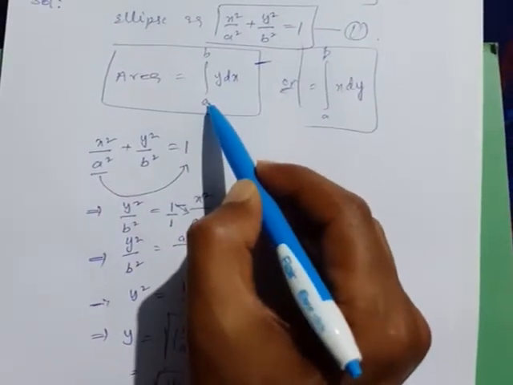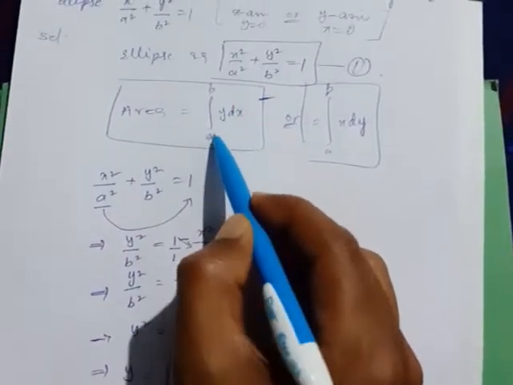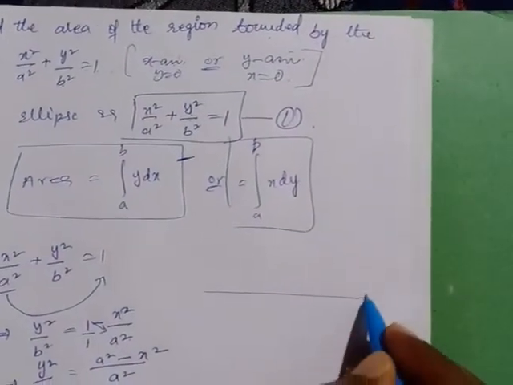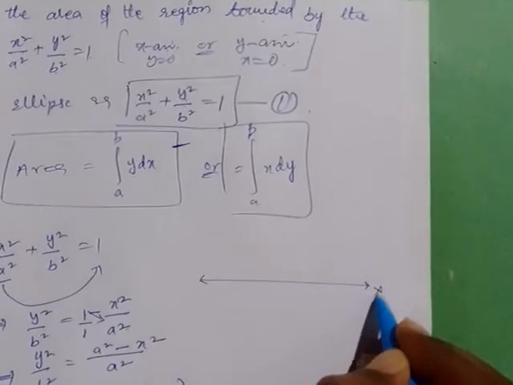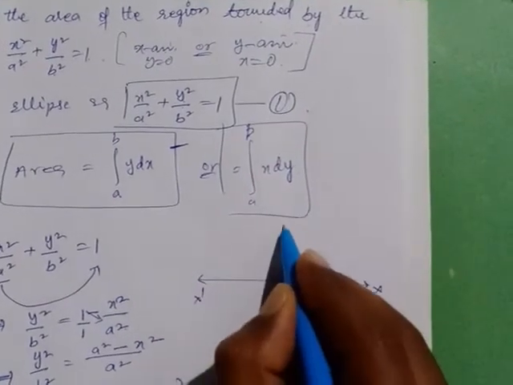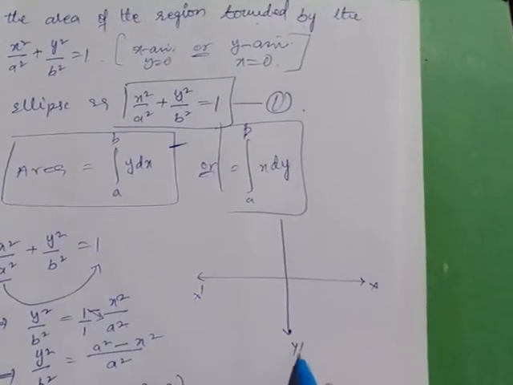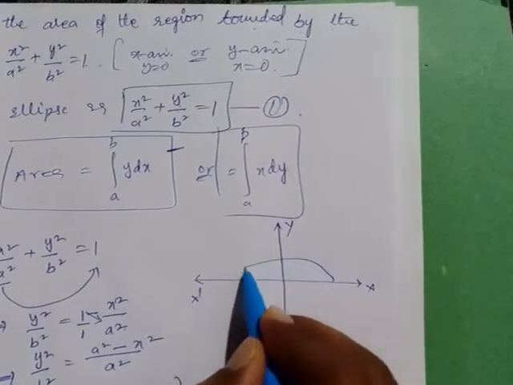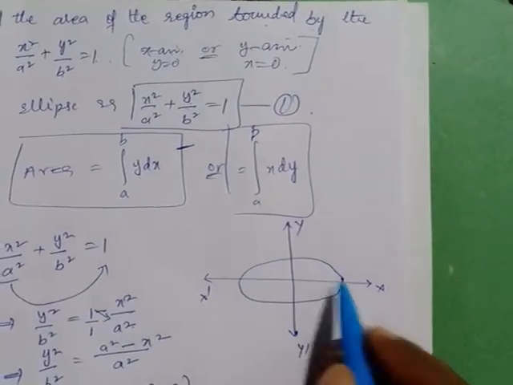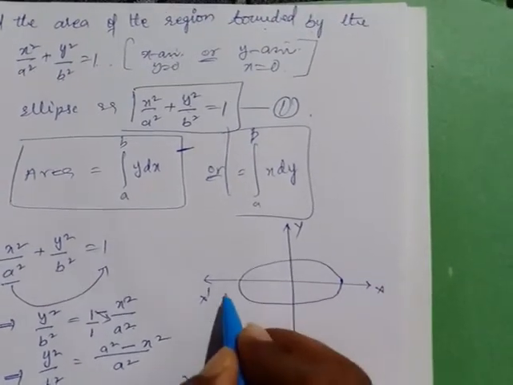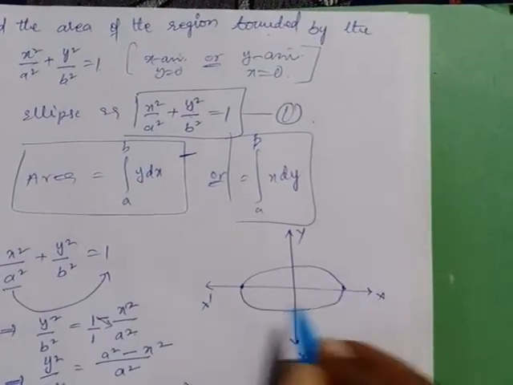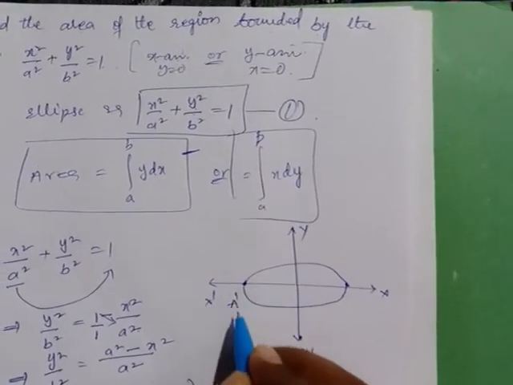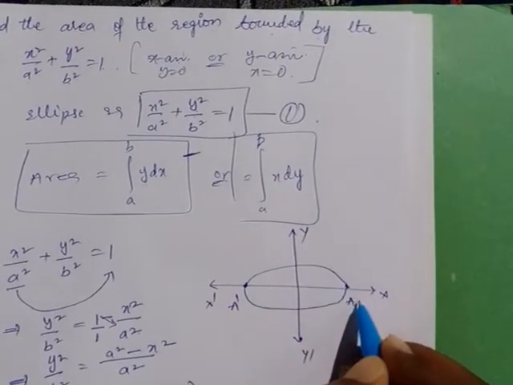So now we need to find a and b values, meaning the limits. Let's see the sketch of the ellipse. This is the x-axis, this is the y-axis. This is the sketch. This is towards the x-axis. So these are the points of intersection of the ellipse with the x-axis. This is minus a, this is a.